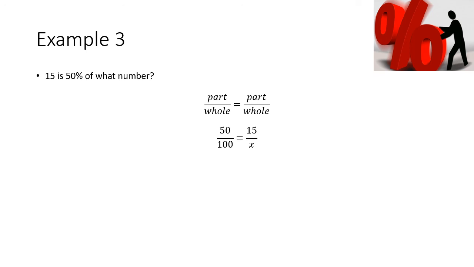So we cross multiply again. So it'll be 50 times x, 100 times 15. And we get 50x equals 1,500. Divide both sides by 50 because that is the term next to x. And we get 50x divided by 50 equals 1,500 divided by 50. We divide and we get x equals 30.